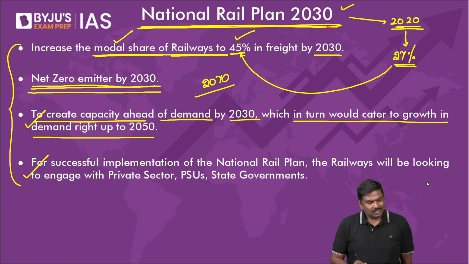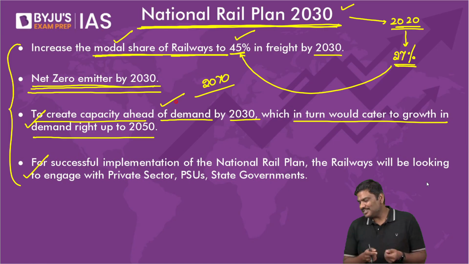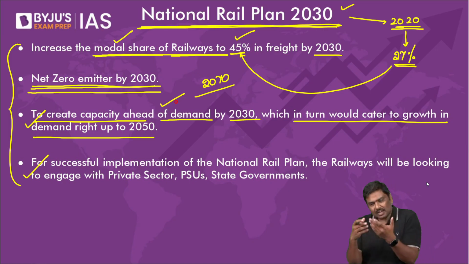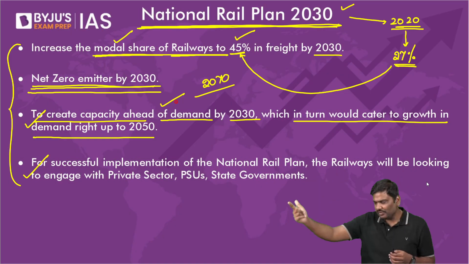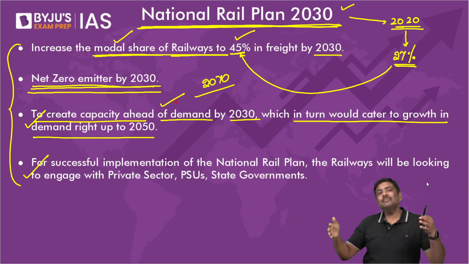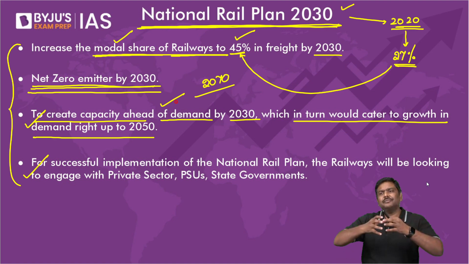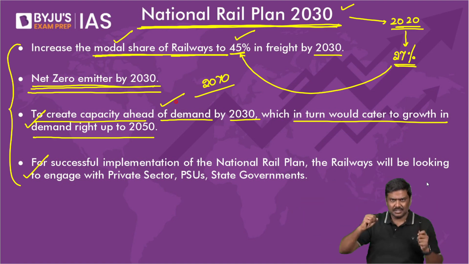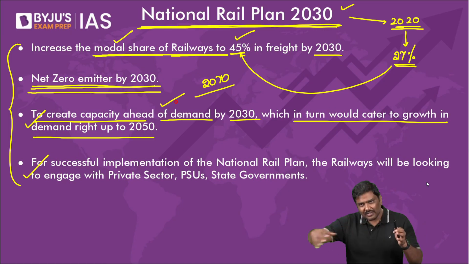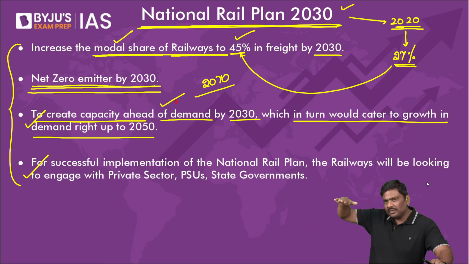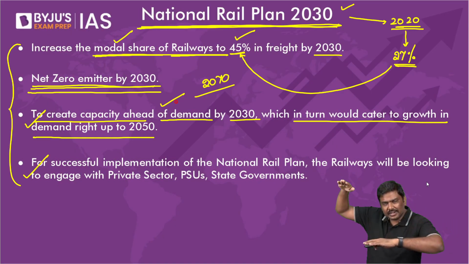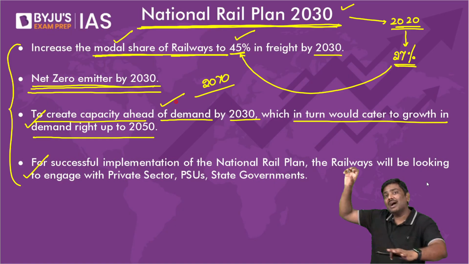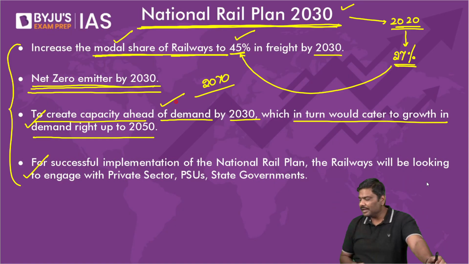Third point, we will create so much infrastructure that infrastructure will be sufficient to address the rising demand till 2050. For example, imagine you have constructed a lot of railway lines and a lot of railway stations. The demand till 2050 will keep on increasing, but the railway stations and railway lines you have constructed by 2030 will be sufficient to take care of the demand till 2050. That's the basic meaning.